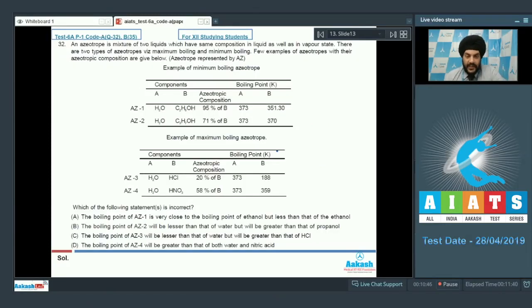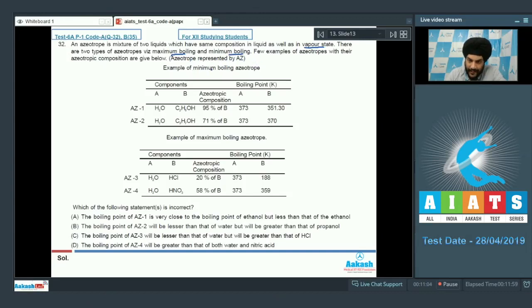An azeotrope is a mixture of two liquids which have the same composition in the liquid as well as in the vapor state. There are two types of azeotropes, viz. the maximum boiling and the minimum boiling. A few examples of azeotropes with their azeotropic compositions are given below. So the azeotropes are represented by AZ.